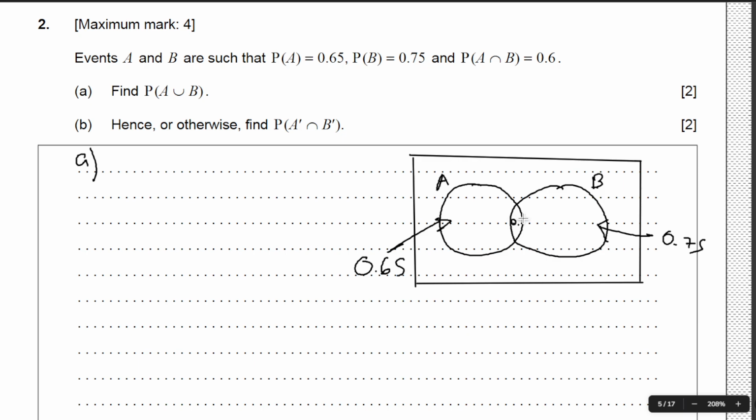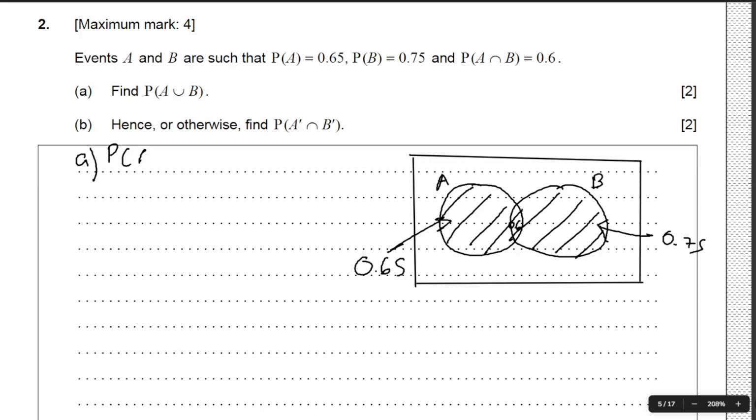And this intersection is 0.6. I don't know if you could see that, but yeah, 0.6. So when we are trying to find the probability of A union B, we are basically trying to find all of this right here as a whole, right?